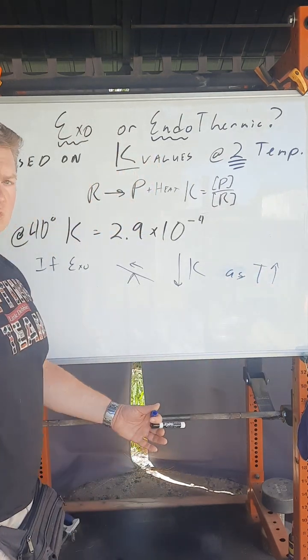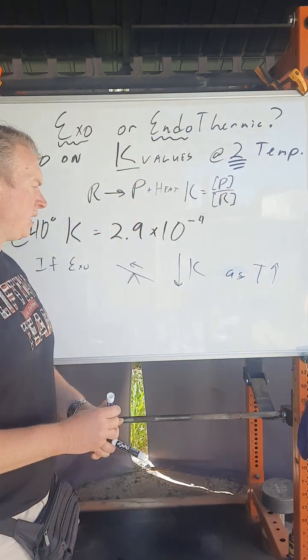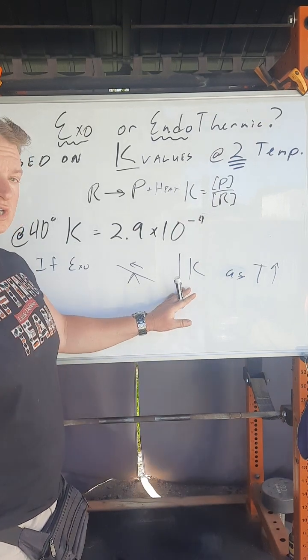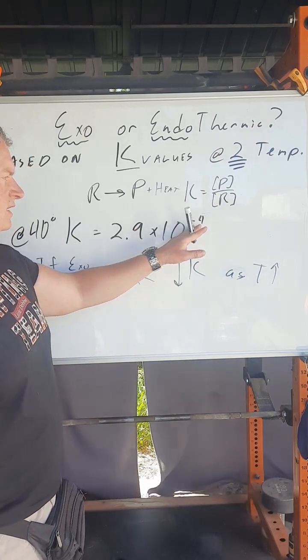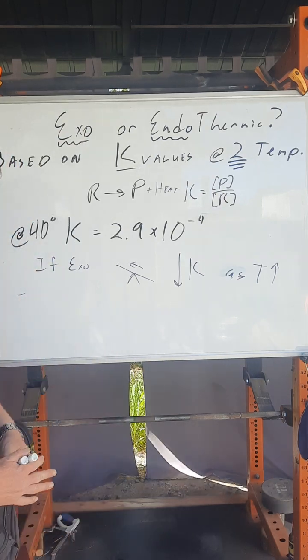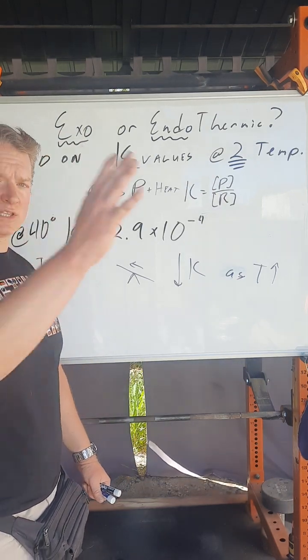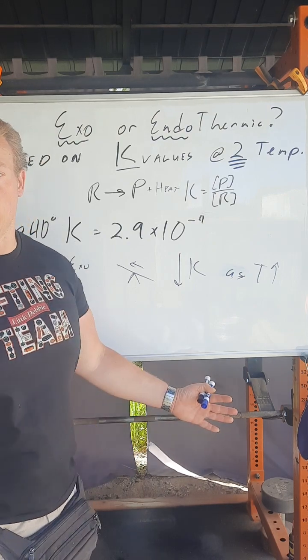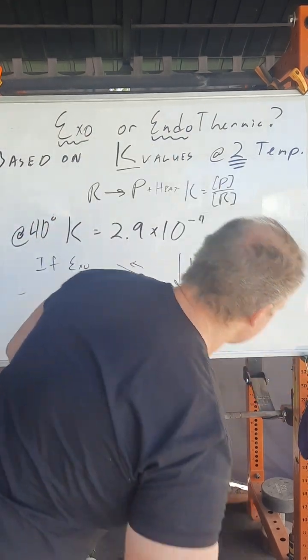If it's exothermic, the K value will go down as temperature goes up. This is an inverse relationship, and this is what we saw from the data, going from 10 to the negative fourth to 10 to the negative 14th at a higher temperature. Let's discuss the opposite, and that should be false with our data set.